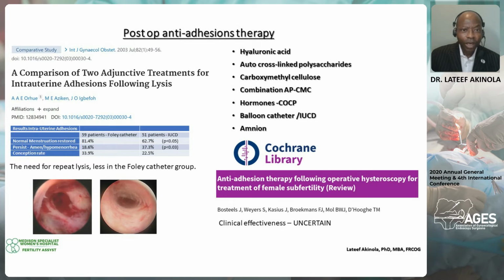and we can see this from a comparison of 2 adjunctive treatments for intrauterine adhesions following lysis by Professor Ray and team, and they found out that using Foley catheter compared to copper IUCD restores menstruation better, prevents second look adhesiolysis, and improves conception rate.